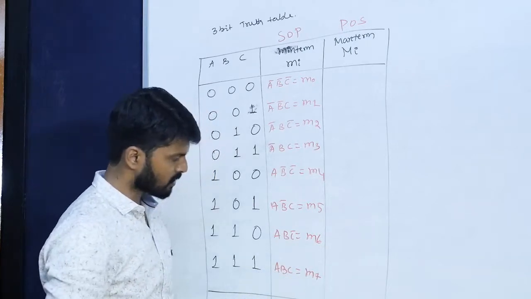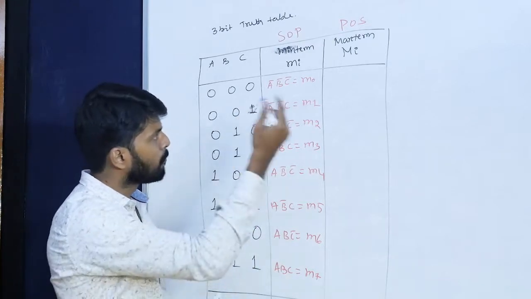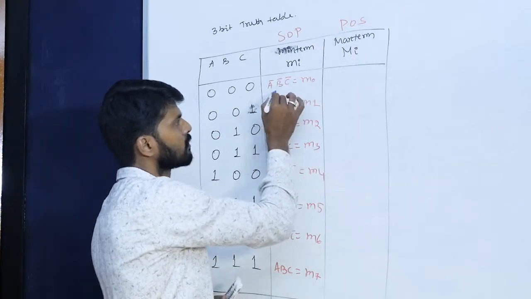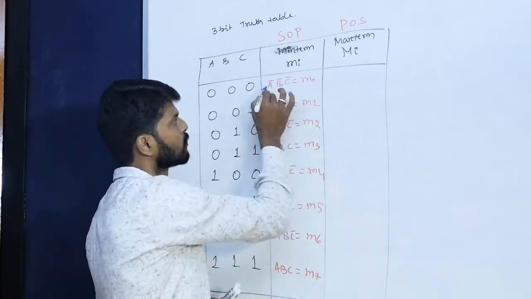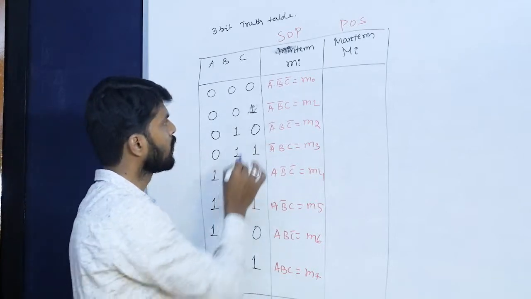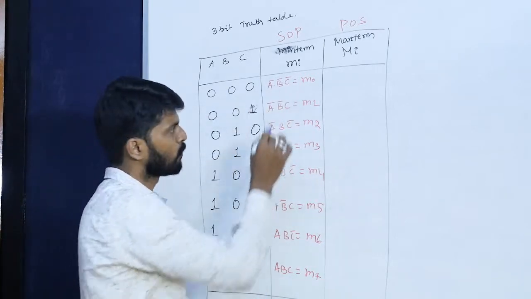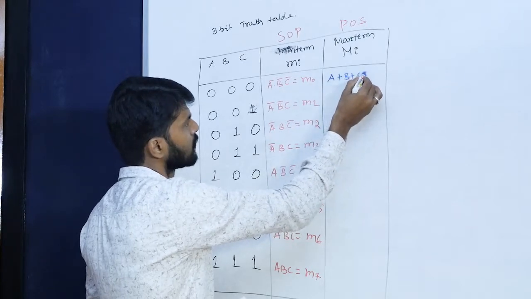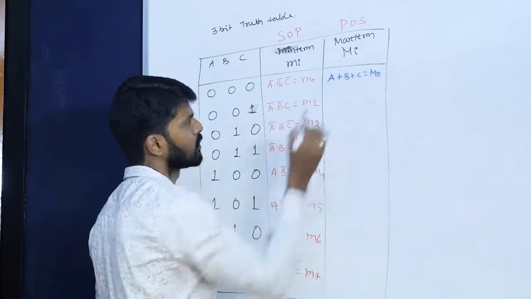And if I want to represent the same thing in maxterm form, this is the maxterm. In this case, it is just the complement of the minterm. Wherever there is a product, we need to make it a plus symbol. Wherever there is a complement, we need to write it without complement. That is A plus B plus C. This is represented with M0.